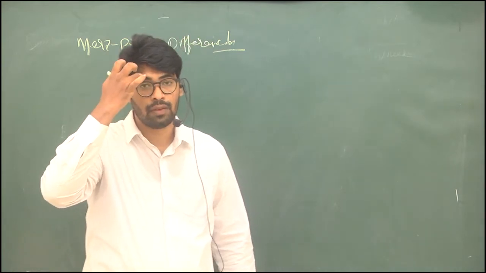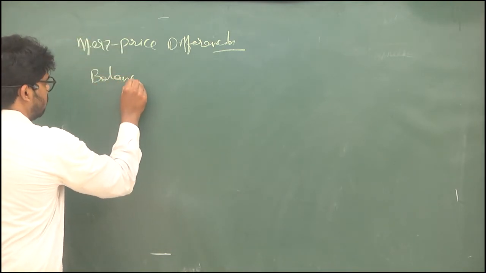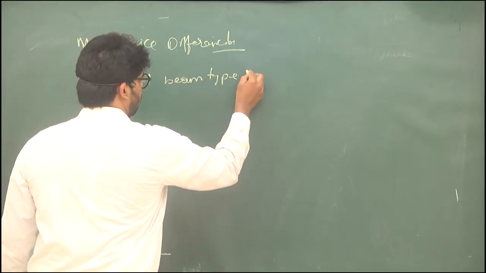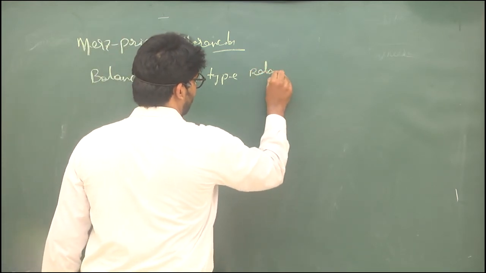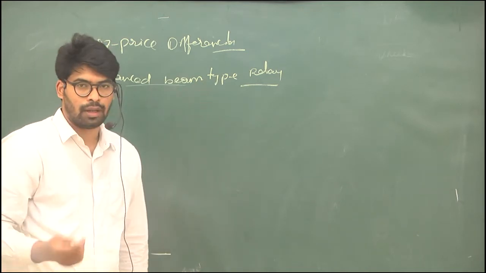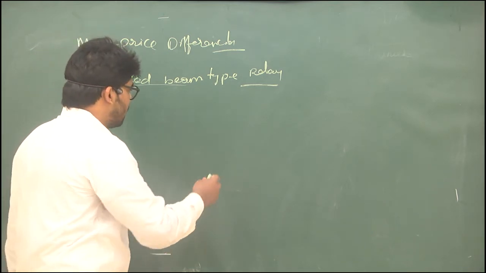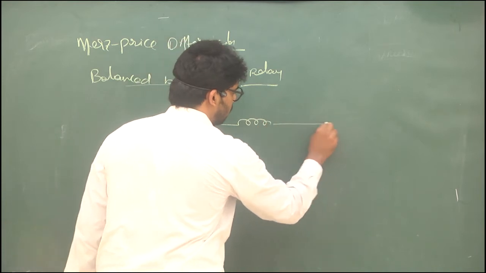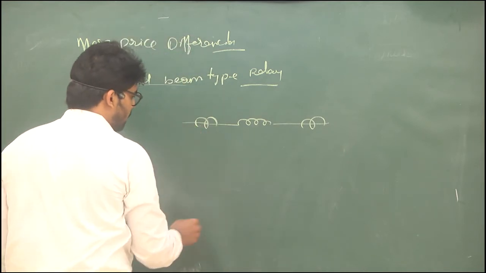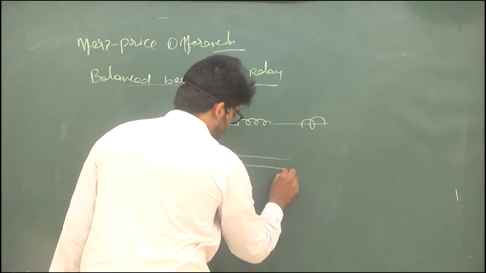So in the Merz-Price relay, we use a balanced beam type. What is the balanced beam type relay? We dealt with the balanced beam type in the relay section. Now I'll explain again what the balanced beam type is. For example, consider this is a protection zone, and we'll connect a relay here. For this relay, the balanced beam type has a core section like this.